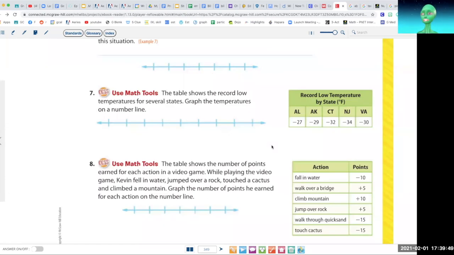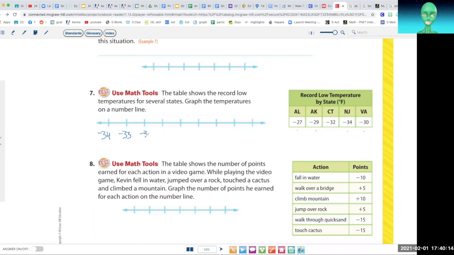Okay, now let's look at number 7. This has a table that has the low temperatures by states on a certain time. So I'm going to look at, we have -27, -29, -32, -34. That's really cold. And -30. So here we have -34. That's our coldest one. So I'm going to put that here, right? Because that's the lowest number. And then I'll just count from there.